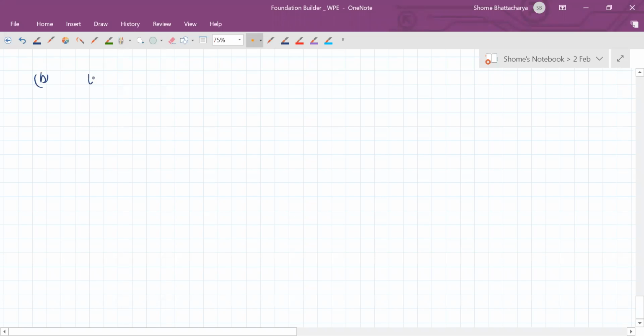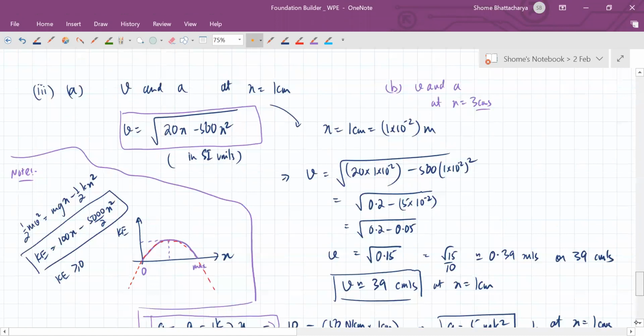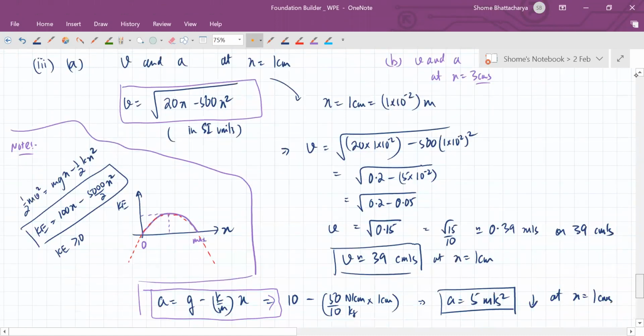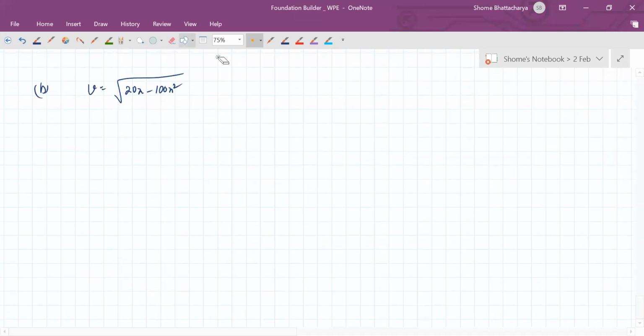So see, the formula for speed is square root of this thing, no? 20x minus whatever. What was it? 100x square? Sorry, 500x square. So actually, this is a plus minus quantity, but we are calculating speed. So speed is the magnitude of velocity. So we don't take the negative root. Speed we just take as a mod.